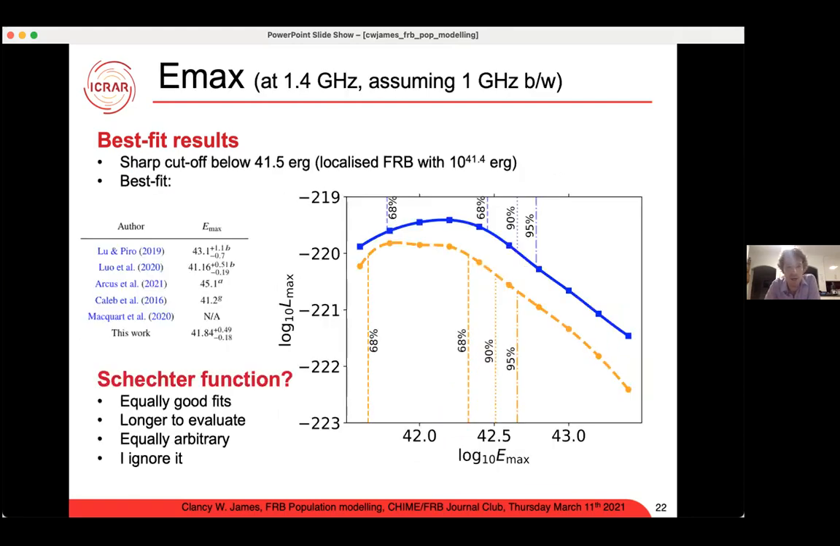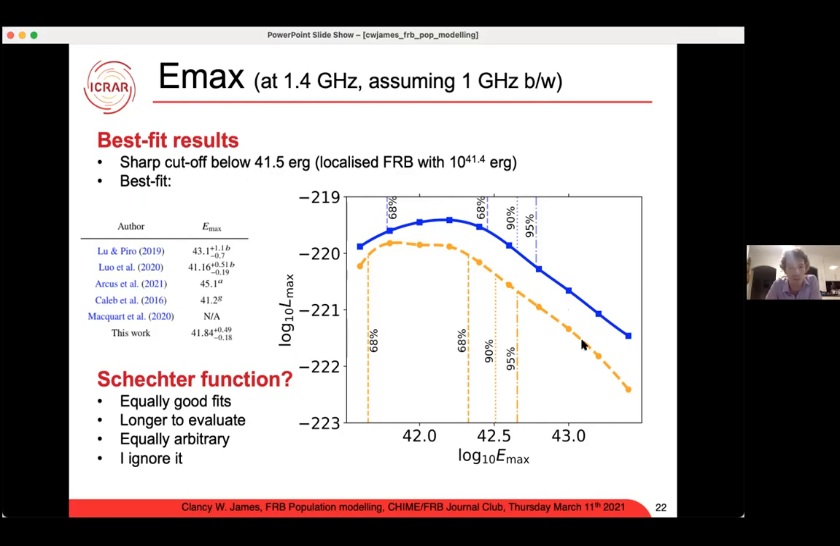All right, so what about Emax? So essentially, you get a very good minimum Emax. The reason there's no points to the left here is because they just plummet to impossible, because there's a localized FRB with a measured luminosity of about 10 to the 41.4 something ergs. And when I say energy, this is at 1.4 gigahertz, assuming 1 gigahertz bandwidth, right? So you can convert from ergs per hertz to ergs, assuming 1 gigahertz bandwidth. And so you get a broad tail in your preferred Emax.